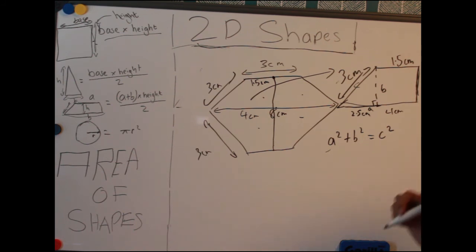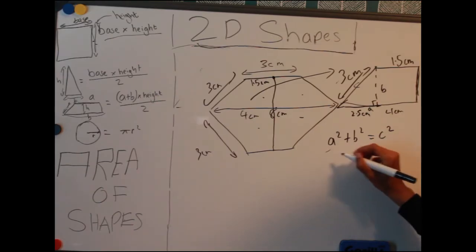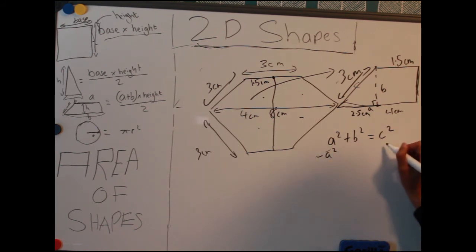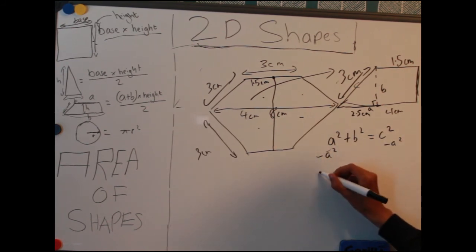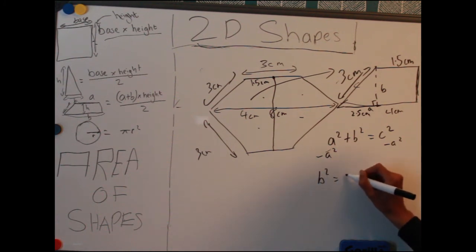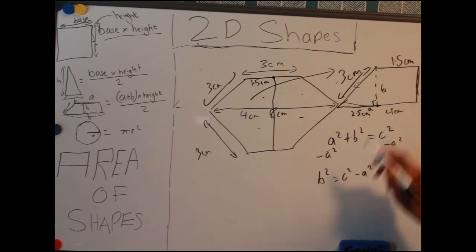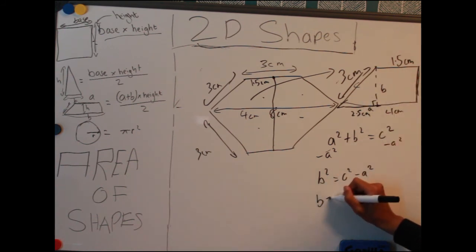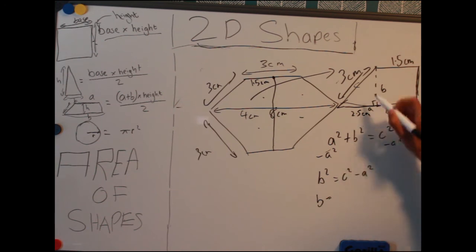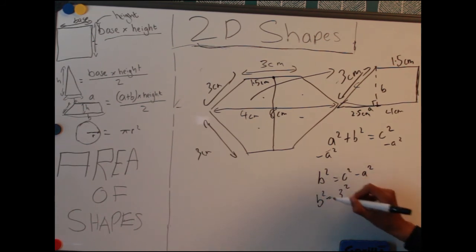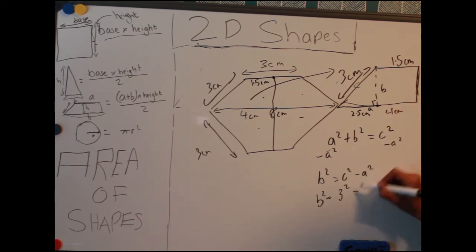Now what we can do here is rearrange to find what B is. So minus A squared here, minus A squared here. That will essentially be B squared equals C squared minus A squared. Now we plug in the values. B squared is equal to C squared, which is 3 squared. I'll put squared here so it doesn't confuse people. Minus what A is, 2.5 squared.